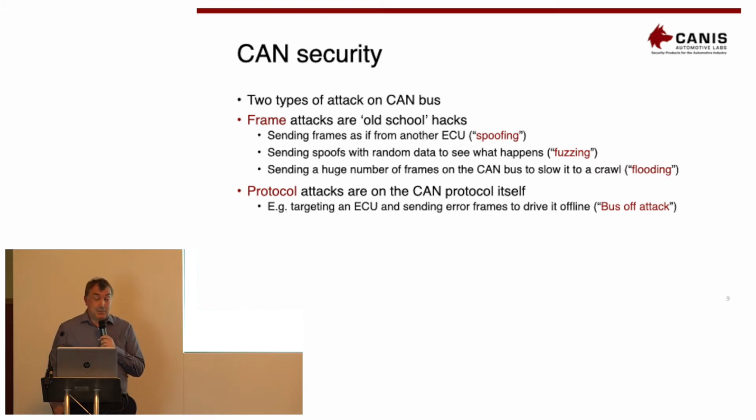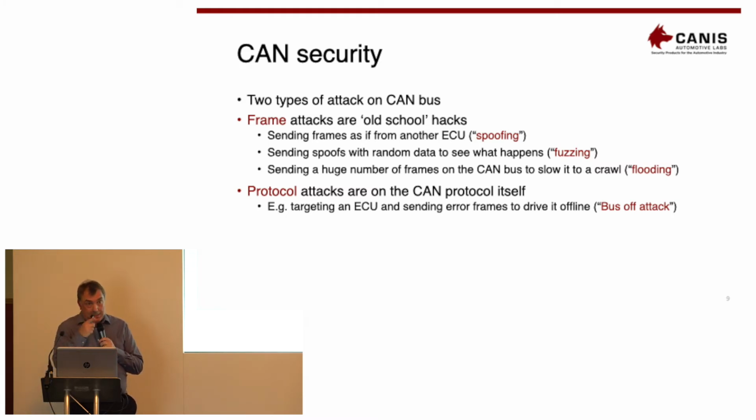And then there's sending spoofs with random data to see what happens, which they call fuzzing. That's also fairly boring. And then you can send a huge number of frames on the bus and flood it with loads of traffic, which brings it to a crawl, and then the system breaks. So that's flooding. And then protocol attacks, which is the other type and the much more interesting one, are attacks on the CAN protocol itself.